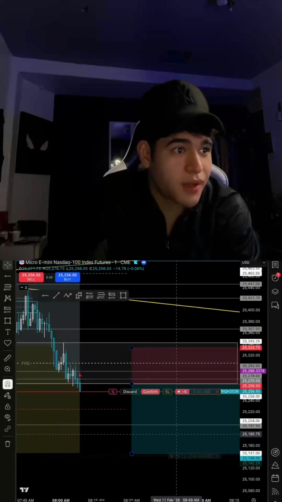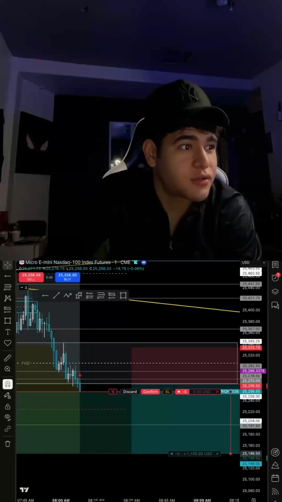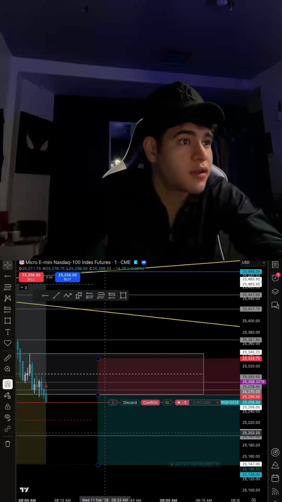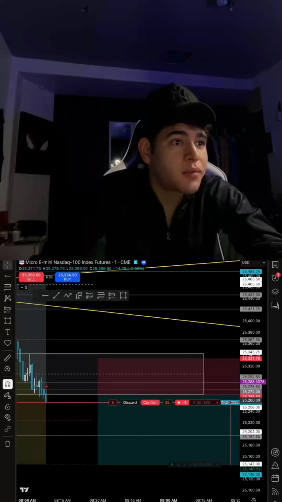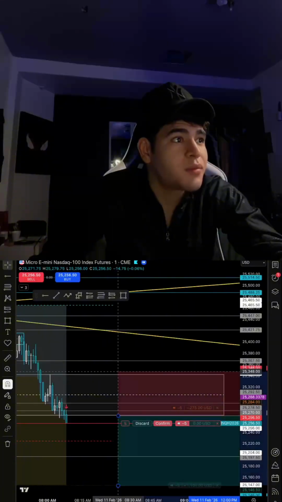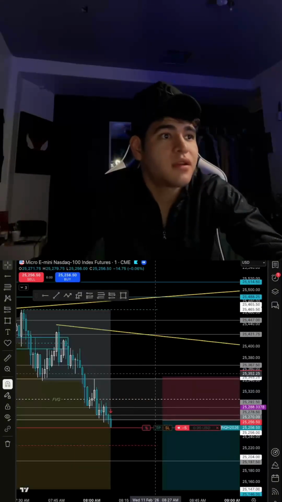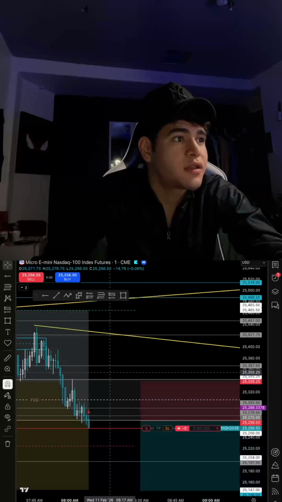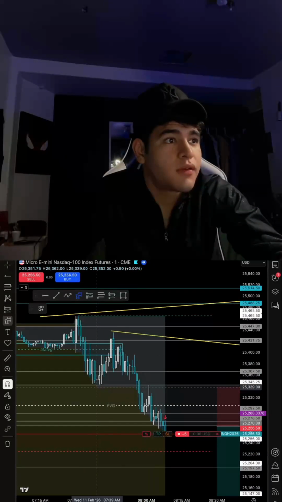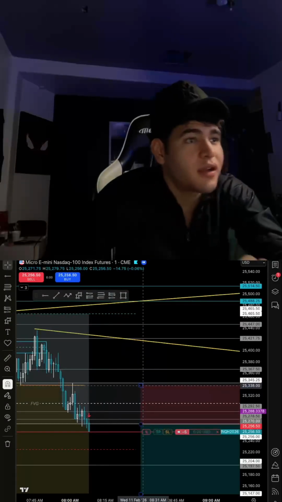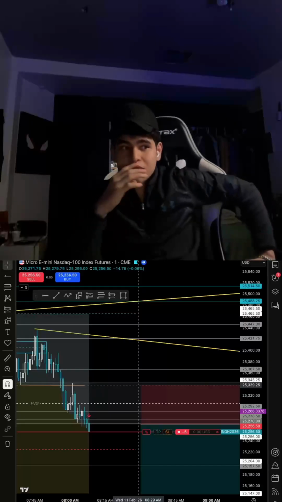I'm setting up my price target to the London low from today's session, and I'm setting up my stop loss on the 1-minute break of structure right here. You can see we had a break of structure right here, so I'm setting my stop loss right here. Why am I setting up my stop loss right here?